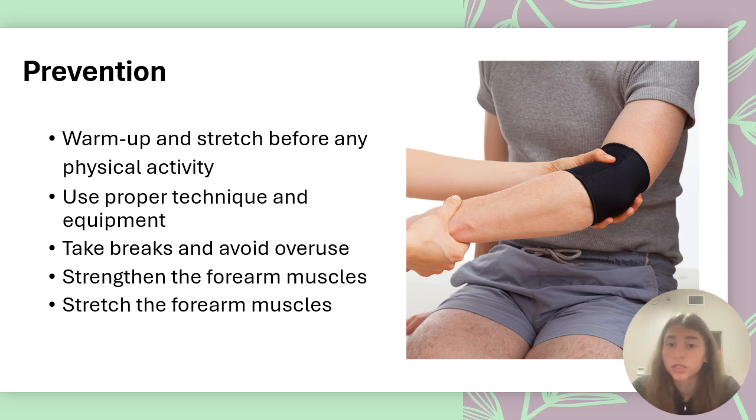Use proper technique and equipment. If you play tennis or any other sport that involves gripping and twisting of the forearm, make sure to use the correct grip and technique. Using a racket with a grip that's too small or too big can also increase the risk of tennis elbow. It's important to choose the right size and weight of the equipment to avoid unnecessary strain on the forearm muscles.